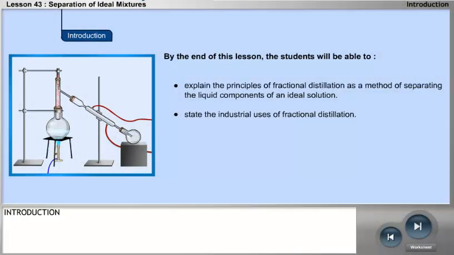By the end of this lesson, the students will be able to explain the principles of fractional distillation as a method of separating the liquid components of an ideal solution, and state the industrial uses of fractional distillation.